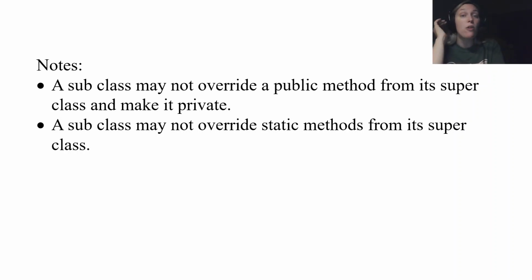A subclass may not override static methods from its supers. So if you do have a static method and you want to create a polymorphic method in the subclass, you cannot make another static method. Okay, there's no sort of polymorphic abilities with static methods because they are inherently non-object related. Okay, so static methods can't have dynamic polymorphism.